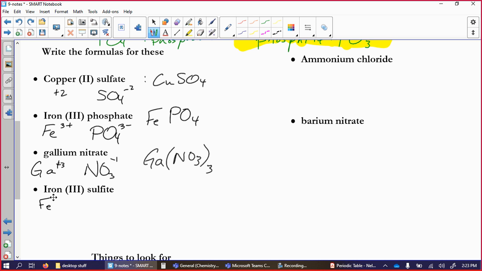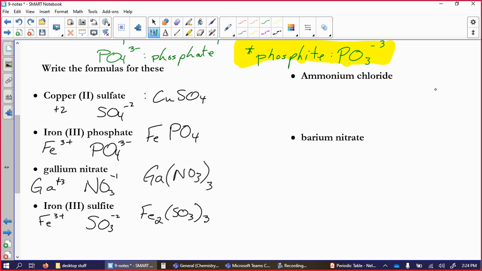Iron is in this case 3 plus. Sulfite we talked about up there is SO3 2 minus. A 2 and a 3 means we want to have a charge of 6, so Fe2. Again, I'm going to need more than 1 polyatomic ion. In this case, it's 3. We have to put those in brackets.